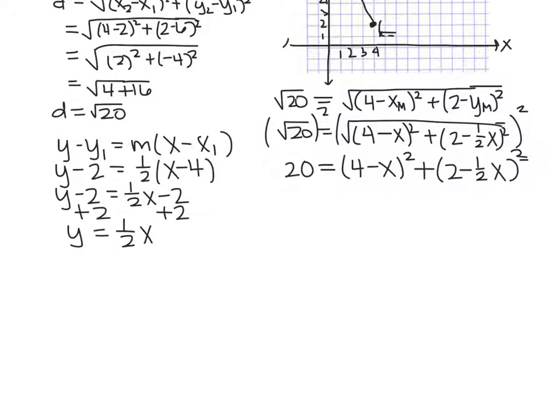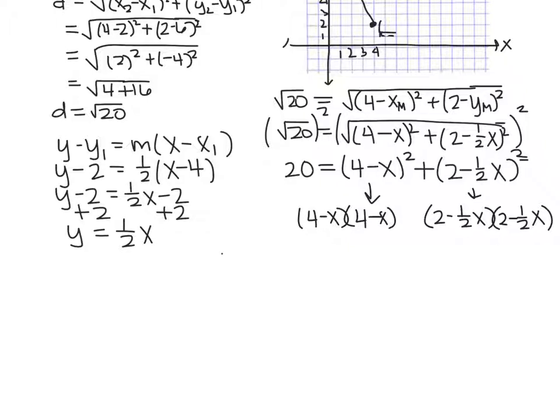Now I want to figure out what happens when I do 4 minus x squared and 2 minus 1/2 x squared. When I square something, it means to multiply it by itself. It doesn't mean I take what's inside the parentheses and square it. So this should be 4 minus x times 4 minus x, and the 2 minus 1/2 x squared is 2 minus 1/2 x times 2 minus 1/2 x. Now I can distribute into both sets of parentheses.